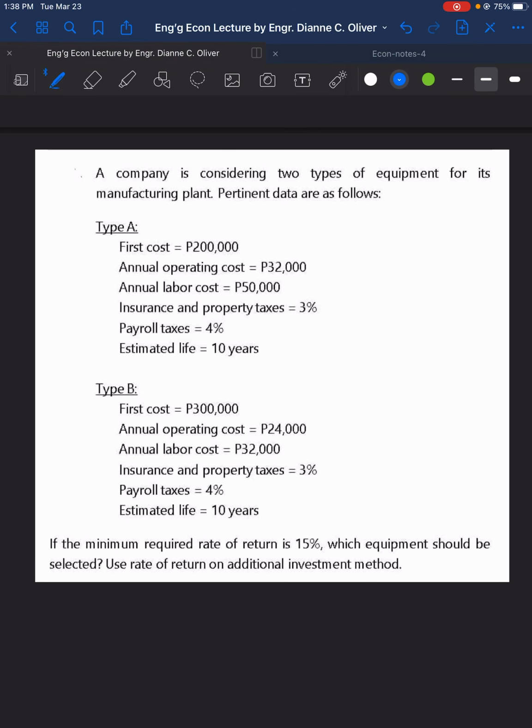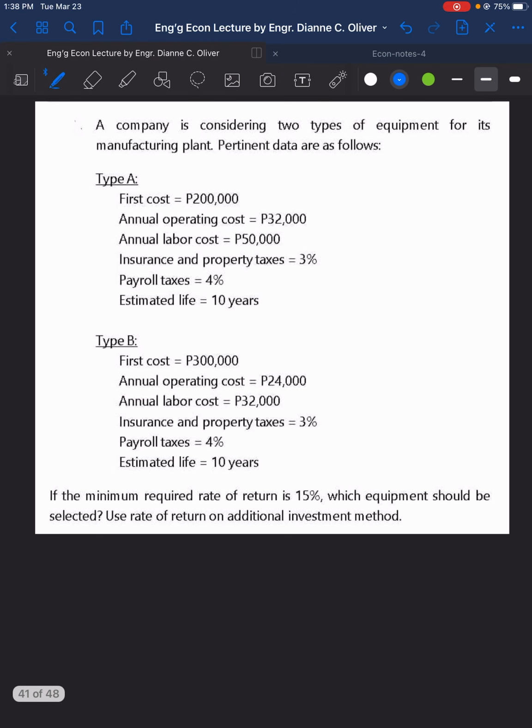Okay, so let's have the sample problem. Again, it's still the same. A company is considering two types of equipment for its manufacturing plant, and here is the data. If the minimum required rate of return is 15%, which equipment should be selected? Use the rate of return on additional investment method.